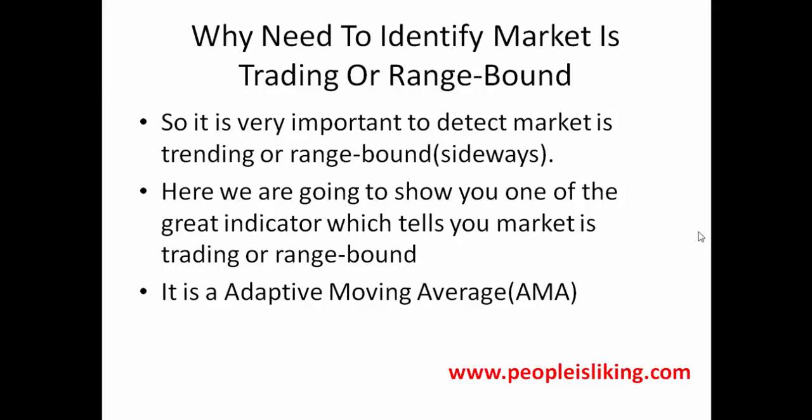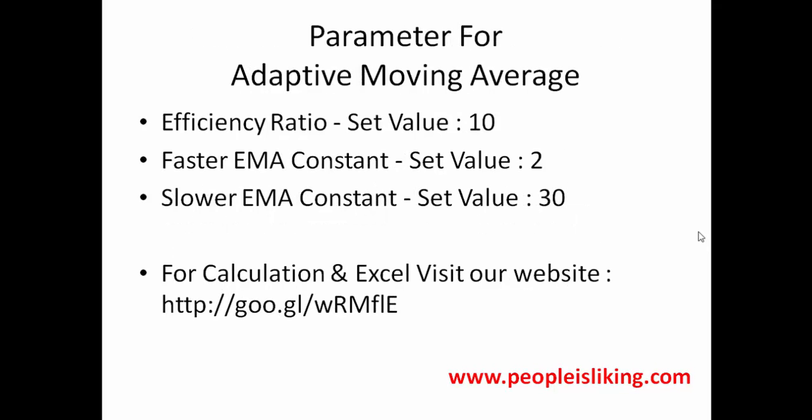So how can we detect whether the market is trending or range bound? Here we are going to show you one of the great indicators that tells you whether the market is trending or range bound. It's called the adaptive moving average. It has three parameters: the efficiency ratio, the faster EMA constant, and the slower EMA constant.